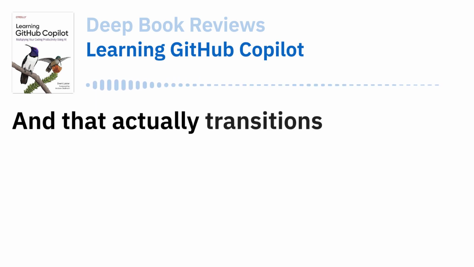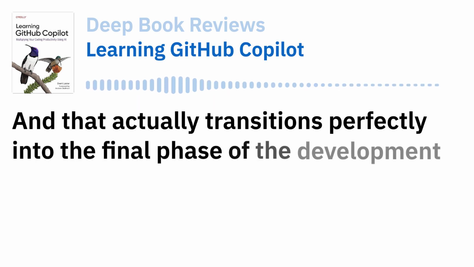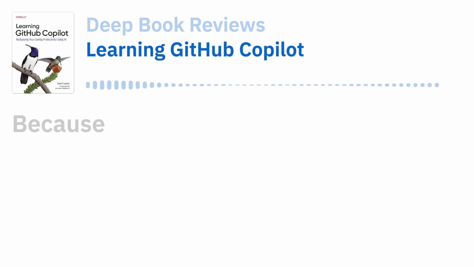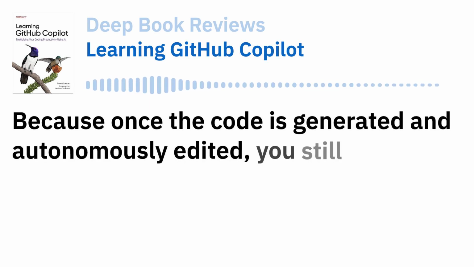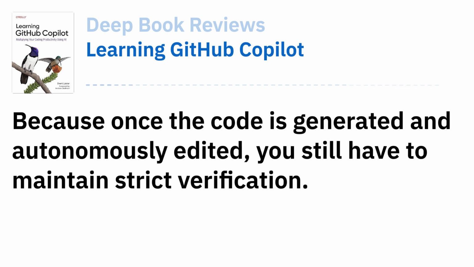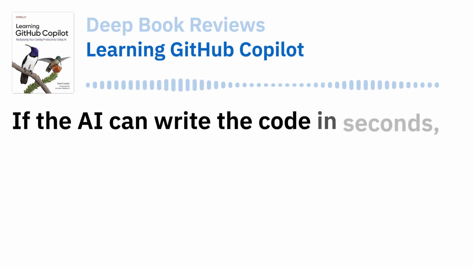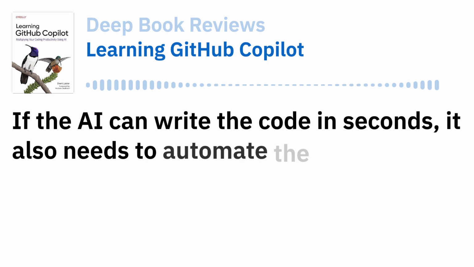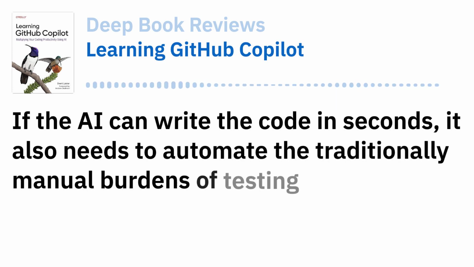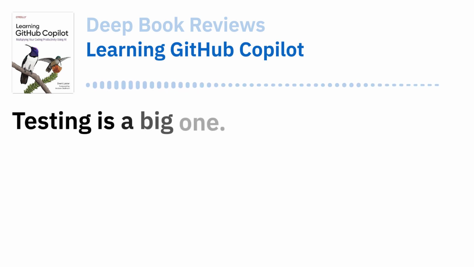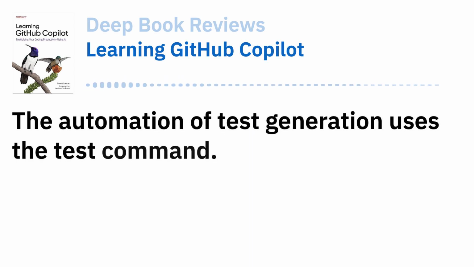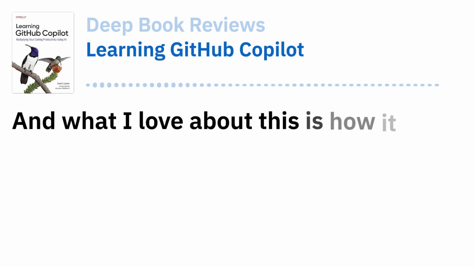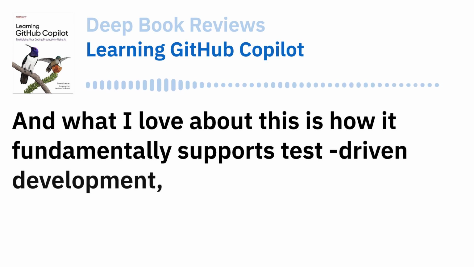And that actually transitions perfectly into the final phase of the development lifecycle. Right, quality assurance. Because once the code is generated and autonomously edited, you still have to maintain strict verification. If the AI can write the code in seconds, it also needs to automate the traditionally manual burdens of testing and documentation. Testing is a big one. Let's talk about testing first. The automation of test generation uses the test command. And what I love about this is how it fundamentally supports test-driven development, or TDD.